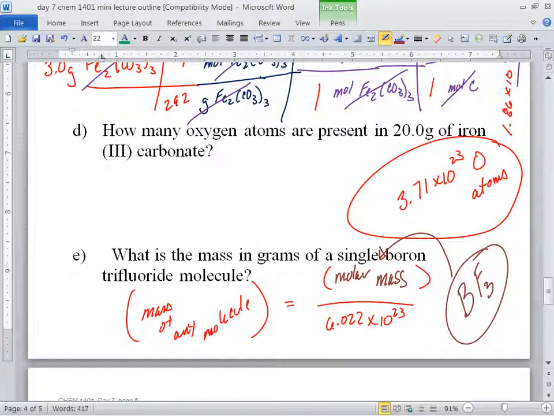Did you get an answer? Yes. What'd you get? 1.126 times 10 to the negative 22nd grams. Did anybody else get that number? Yeah. Oh, a bunch did. Good.